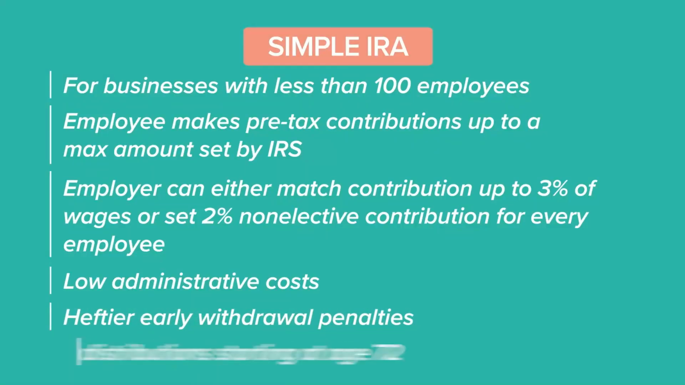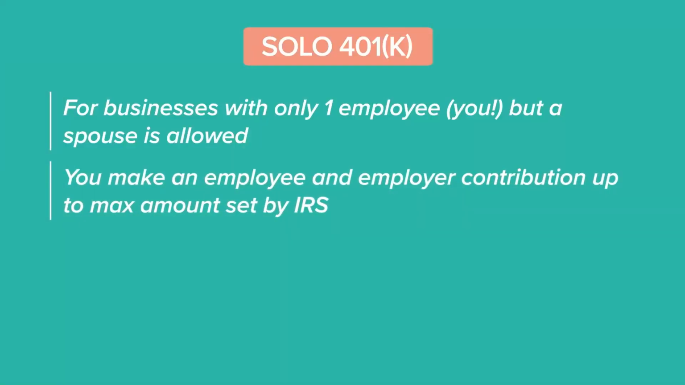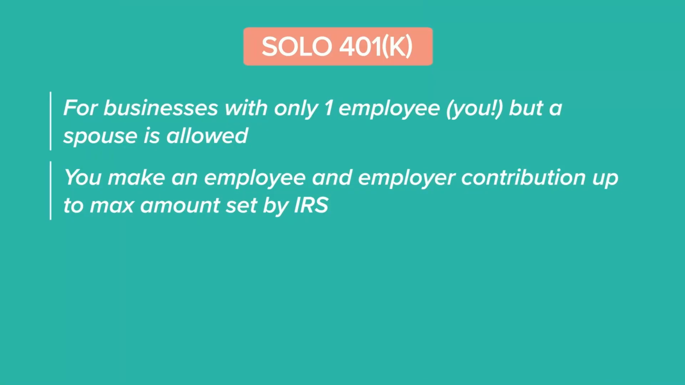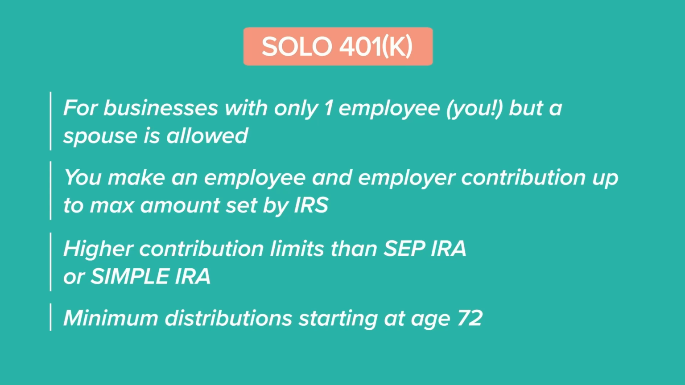An important item to note with a Simple IRA is that there are heftier early withdrawal penalties than other types of plans. We have one more option to discuss, the solo 401k. This type of plan is just like a traditional 401k, which means that as a small business owner, you can make an employee and employer contribution up to a maximum set by the IRS. The main advantage to having a solo 401k is that you'll also have the flexibility to make post-tax Roth IRA contributions. Another advantage is that the contribution limits are higher than those for the SEP or the Simple IRA plans.